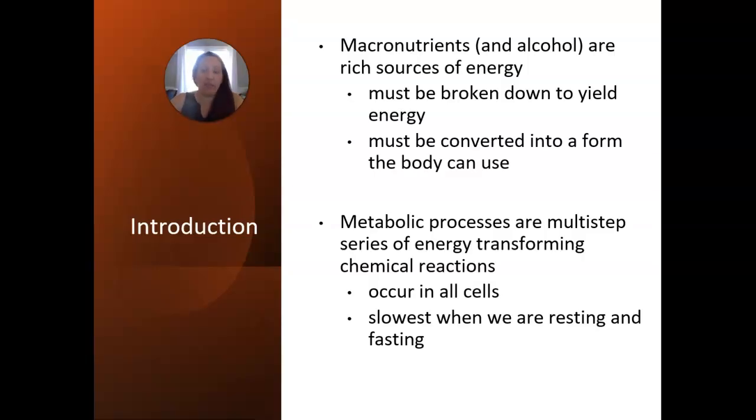All of these have to be broken down first to yield energy, and it's through that breakdown process which energy is harnessed from these types of molecules. Our bodies can't use glucose directly. Our bodies can't use triglycerides directly. Our bodies can't use amino acids or alcohol directly. Again, first they have to be broken down and converted into a form that the body can use. And we're going to learn that form of energy is called ATP, adenosine triphosphate. We'll look at that molecule in just a bit.